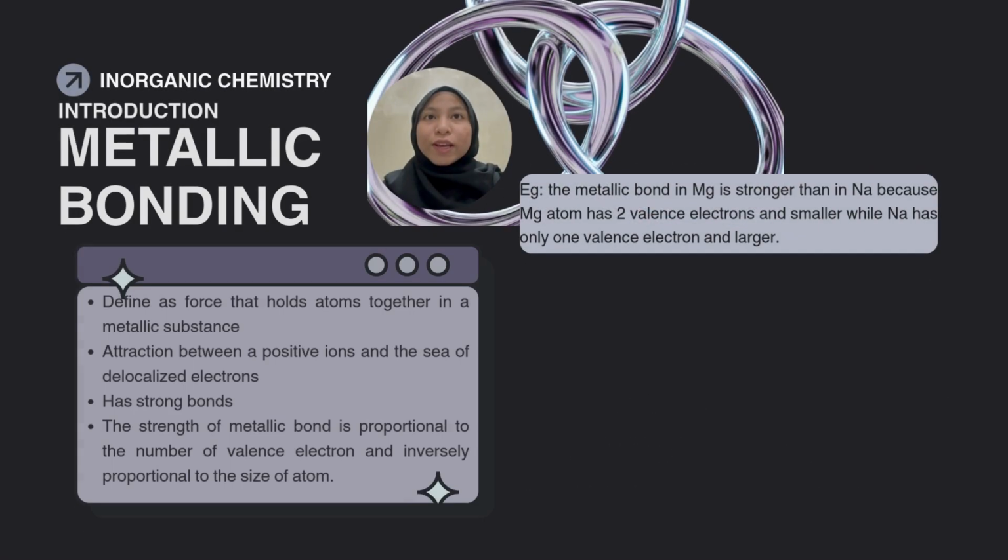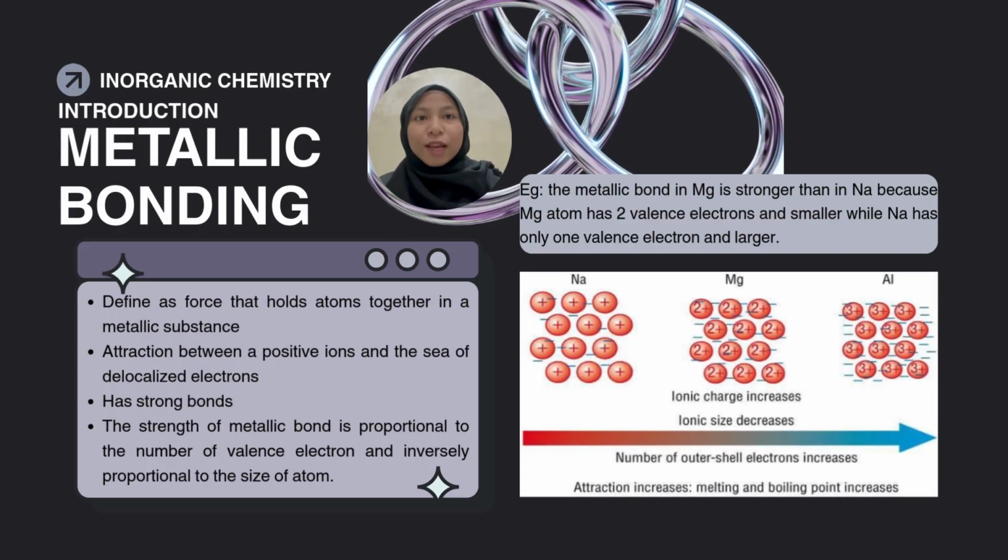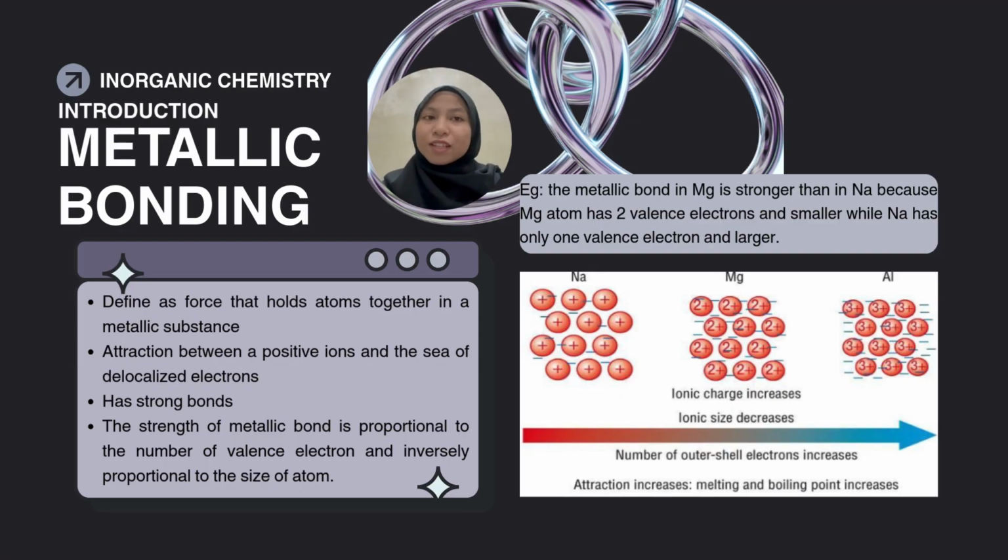First of all, what is metallic bonding? Metallic bonding can be defined as the force that holds atoms together in a metallic substance, which means the attraction between positive ions and the sea of delocalized electrons. Metallic bonding is a strong bond, and the strength of a metallic bond is proportional to the number of valence electrons and inversely proportional to the size of the atom.